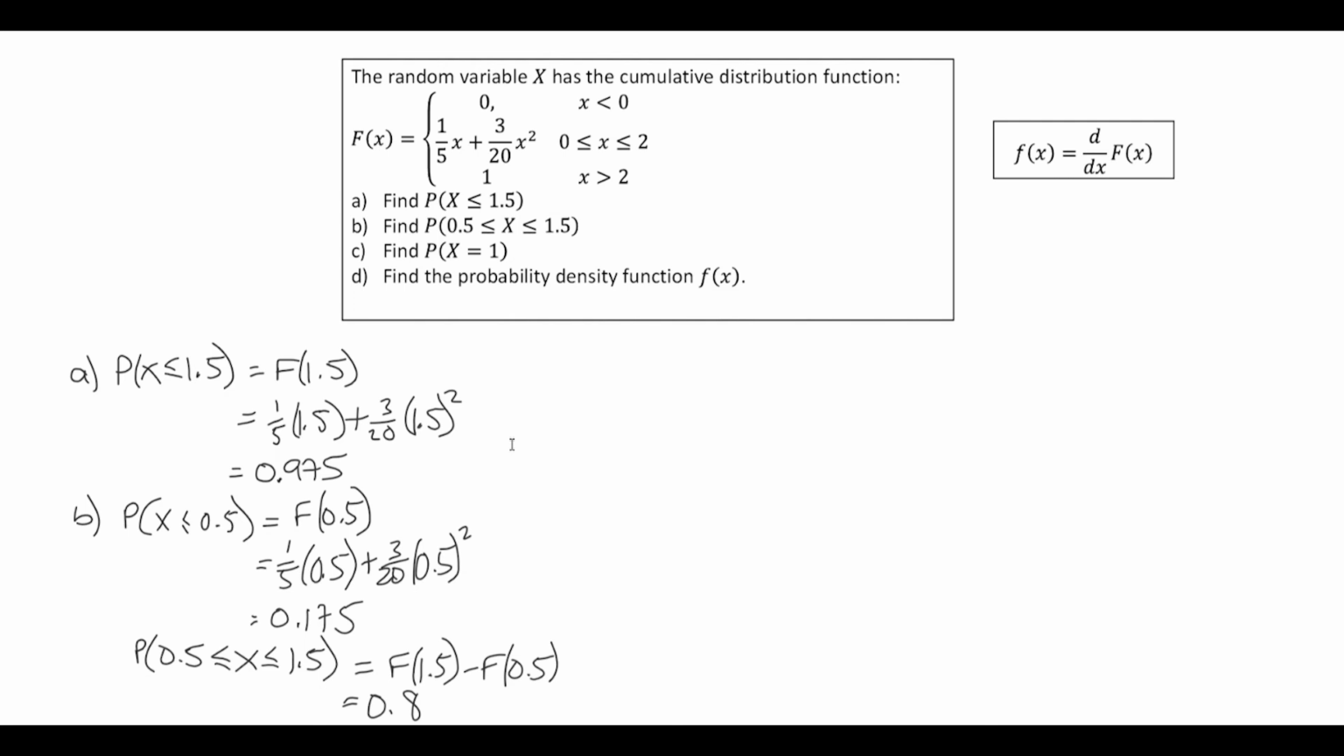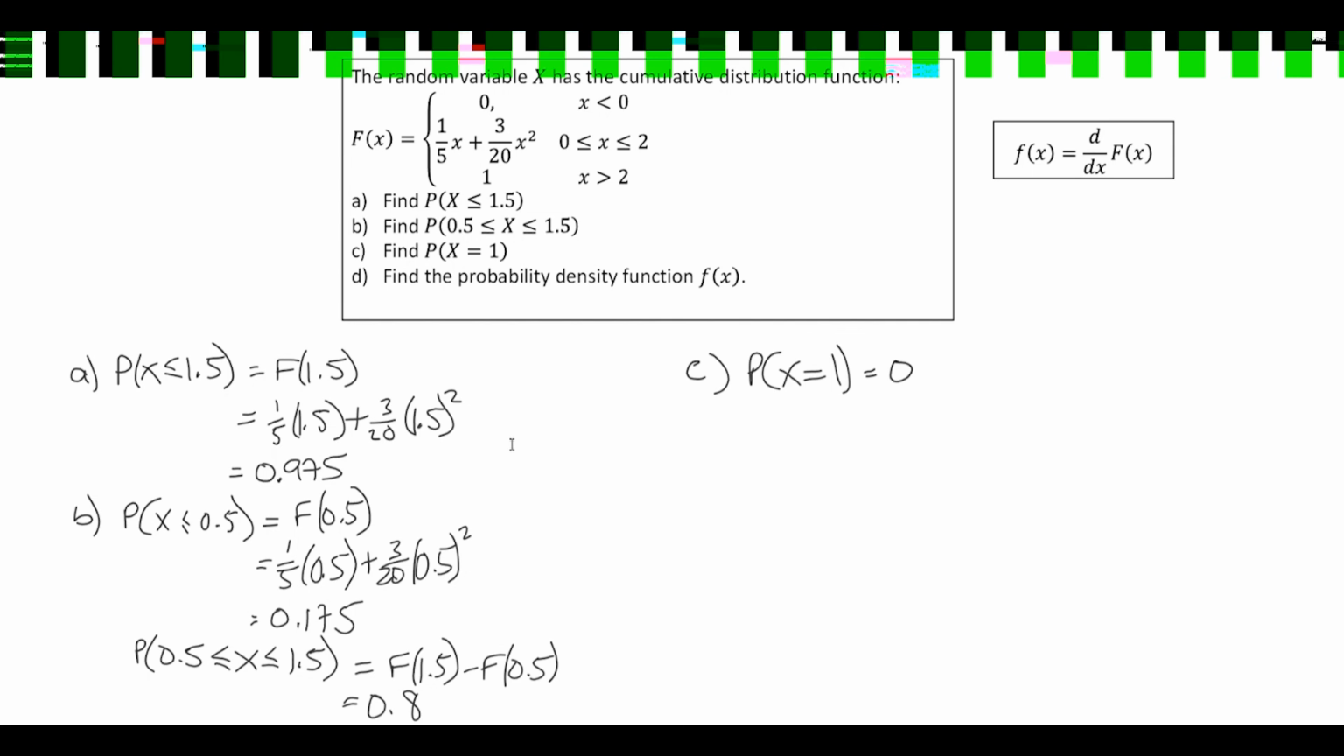Part C of the question. This would be a 1 marker. It really wants to test your understanding of the cumulative distribution function. As I said when I very first introduced this, we cannot find the probability of one exact value because we're working on a continuous distribution. There's an infinite number of values, so the probability of any one value is infinitesimally small. So small that we just refer to it as 0. The probability that x equals 1 is going to be referred to as 0.